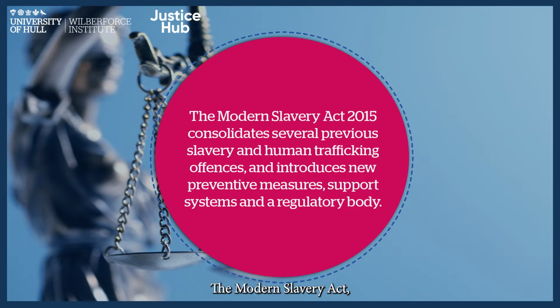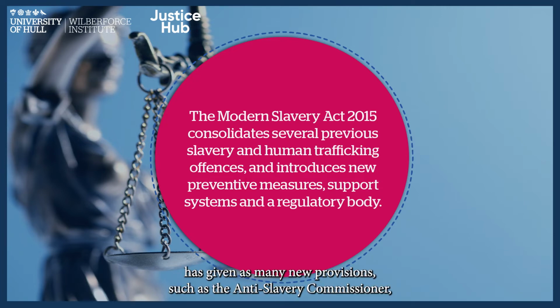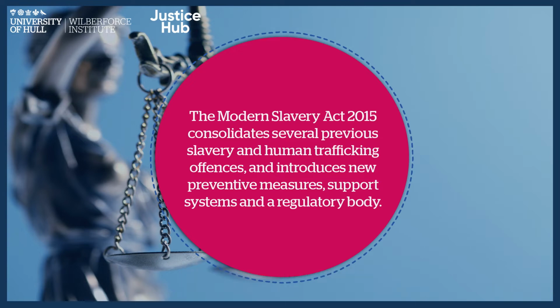The Modern Slavery Act has given us many new provisions, such as the Anti-Slavery Commissioner, independent child trafficking advocates, the statutory defence, transparency in supply chains, penalties and sentencing provision, and reparation orders or duties to support victims. Here is a quick overview of some of the provisions we will be covering in this series.